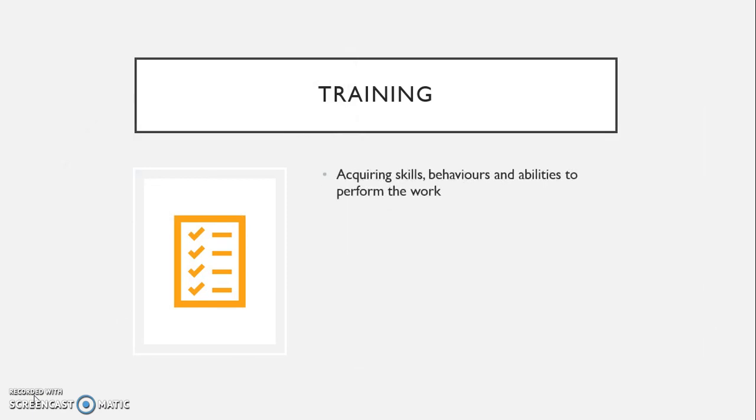Training is all about acquiring skills, behaviors, and abilities to perform the work. A systems approach to training will first conduct a needs assessment. The questions that will be asked are: how important is this issue to the success of the organization? What competencies do the employees need? What competencies do employees have? What is the gap between the need and the have?